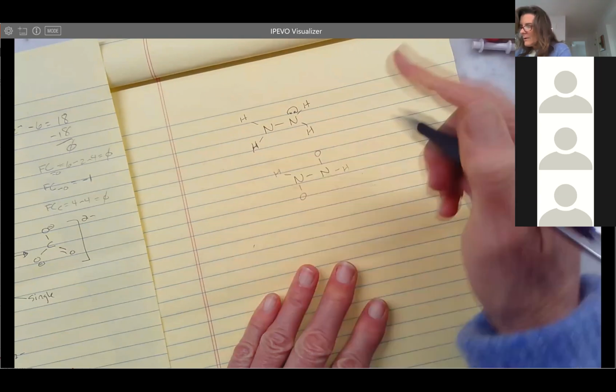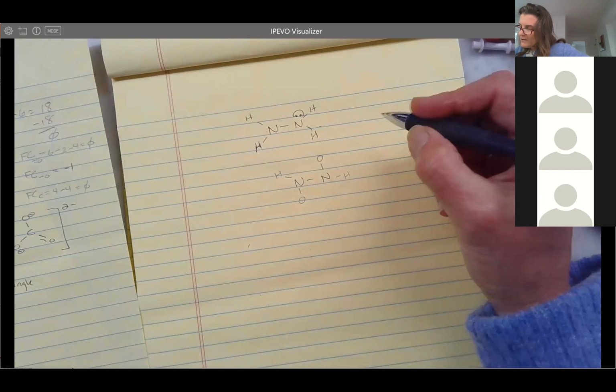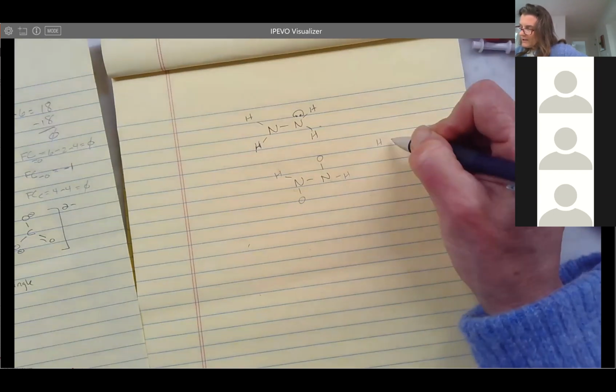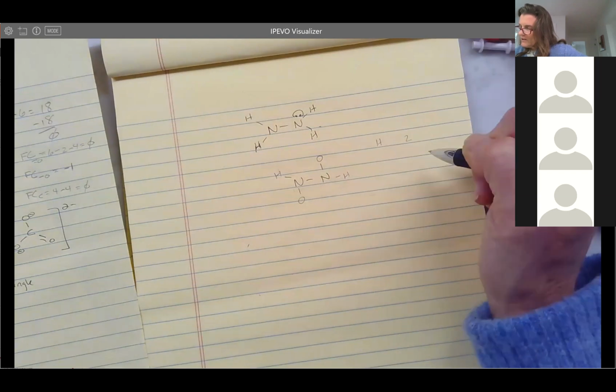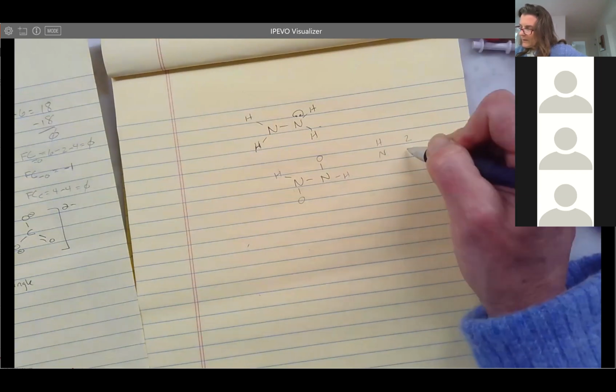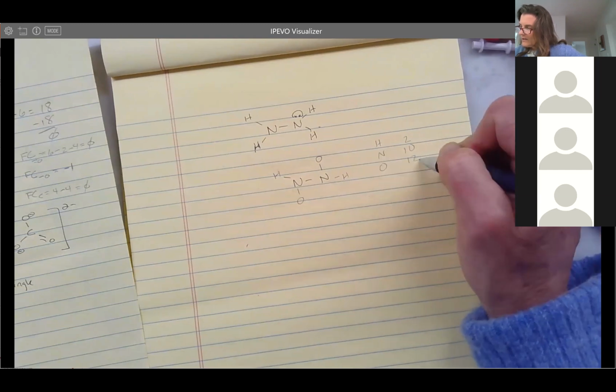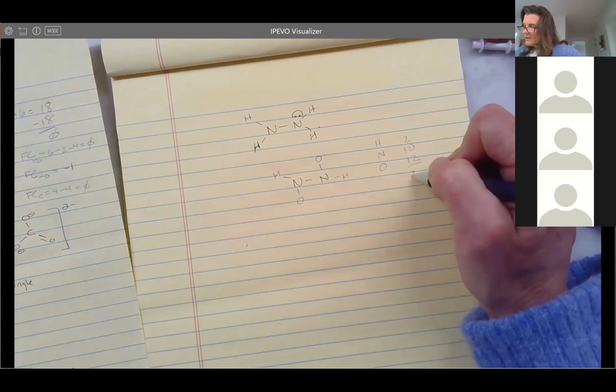Okay, there it is. So let's add up the number of electrons. There's two H's, each have 1 electron. There's 2 nitrogens, they each have 5. And there's 2 oxygens and they each have 6. So this has a total of 24 electrons.